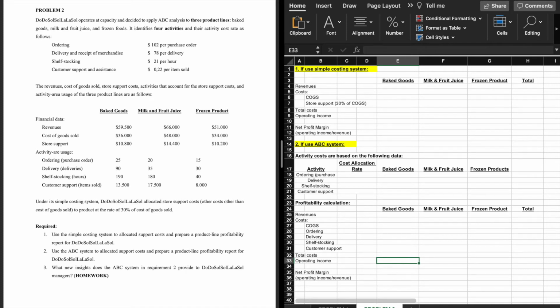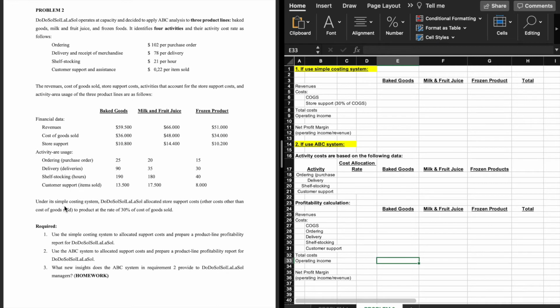And I think problem 2 is easier than the first problem and it has the same steps as problem 1. So Dodo Sol Sol Lala Sol operates at capacity and decided to apply ABC analysis to 3 product lines: baked goods, milk and fruit juice, and frozen foods. It identifies 4 activities and their activity cost rate as follows. And the revenue, cost of goods sold, store support costs, and activities that account for the store support costs, and activity area usage of the 3 product lines are as follows.